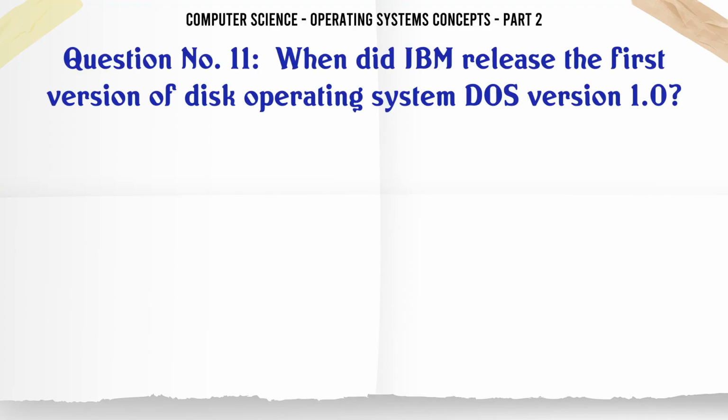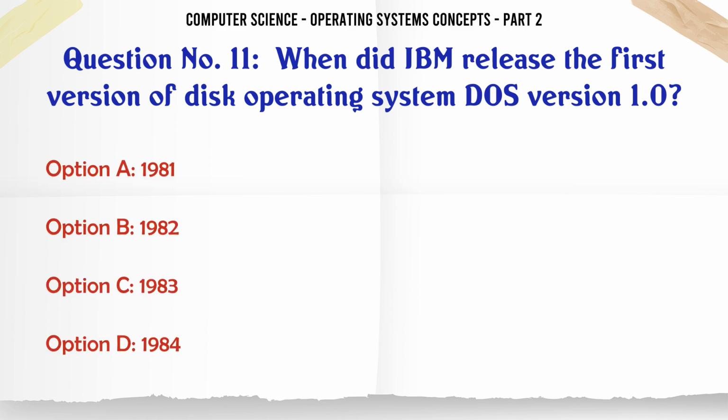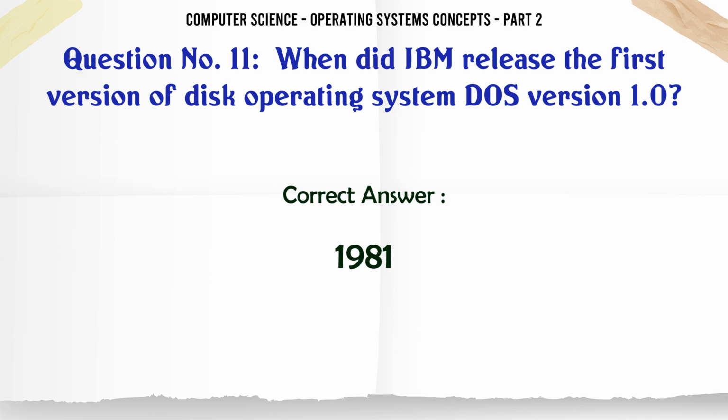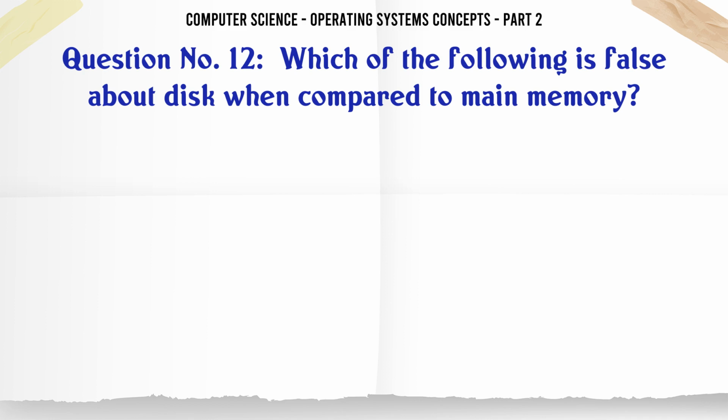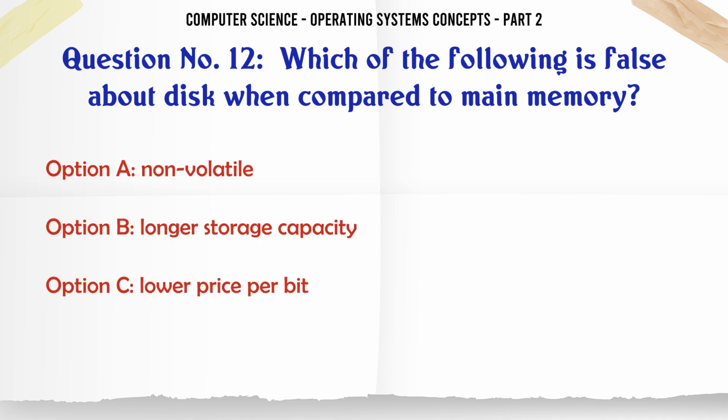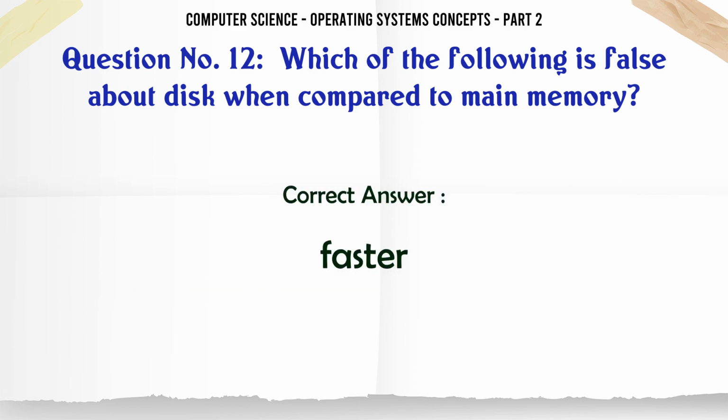When did IBM release the first version of disk operating system DOS version 1.0? A. 1981, B. 1982, C. 1983, D. 1984. The correct answer is 1981. Which of the following is false about disk when compared to main memory? A. Non-volatile, B. Longer storage capacity, C. Lower price per bit, D. Faster. The correct answer is faster.